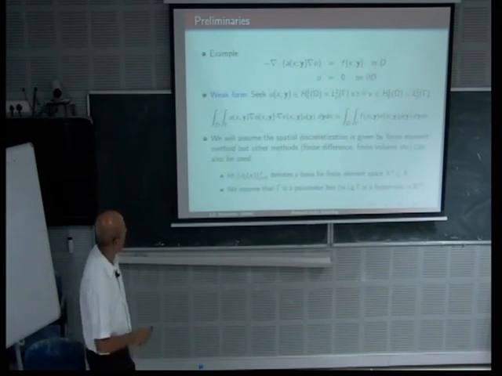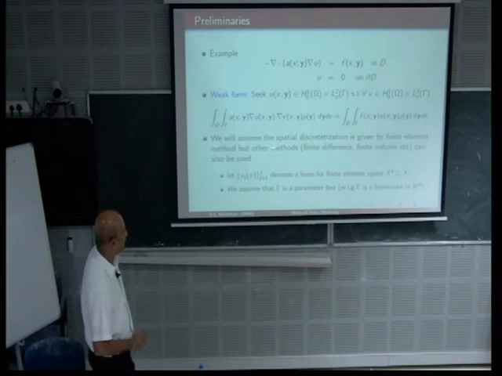So let's look at an example. Here we have an elliptic PDE. You first write down the weak form of this in a suitable function space. This is a standard deterministic solution space, and here we have a solution space for the random part.